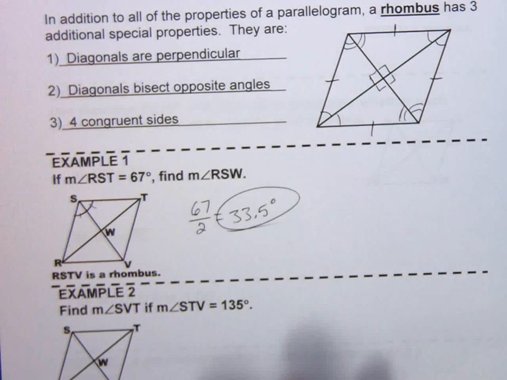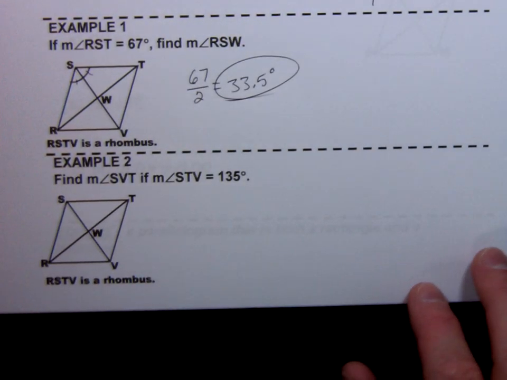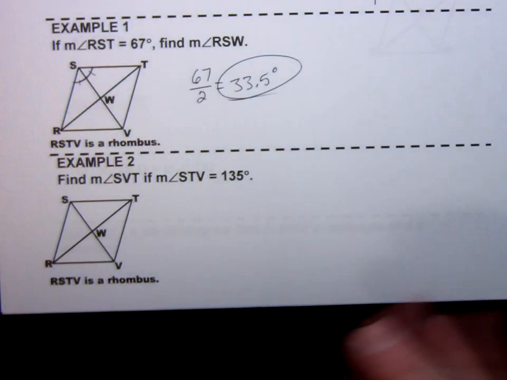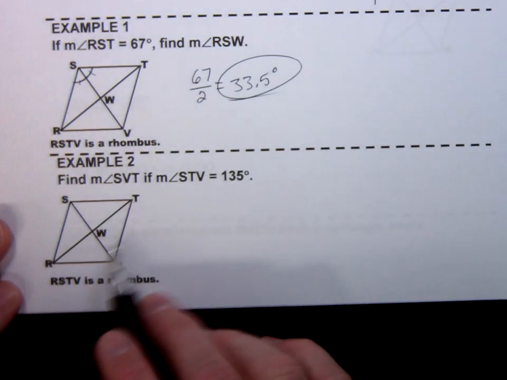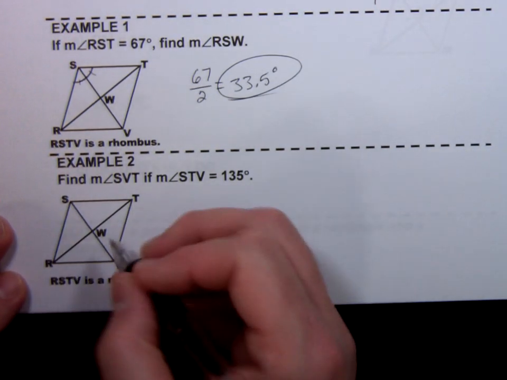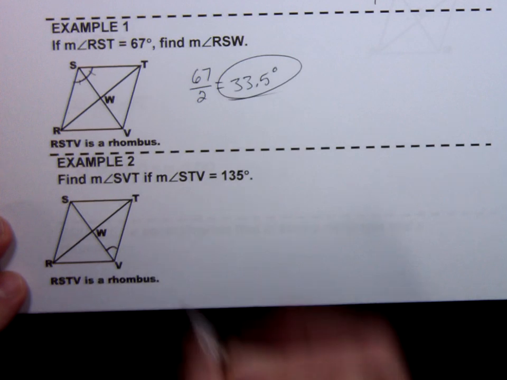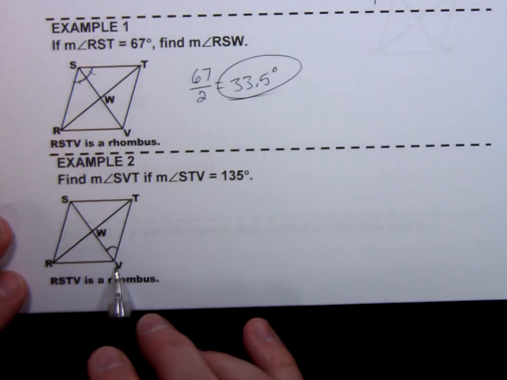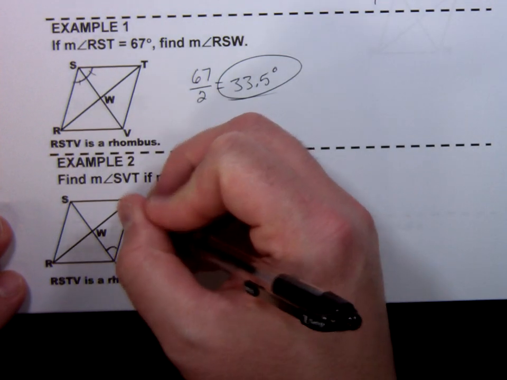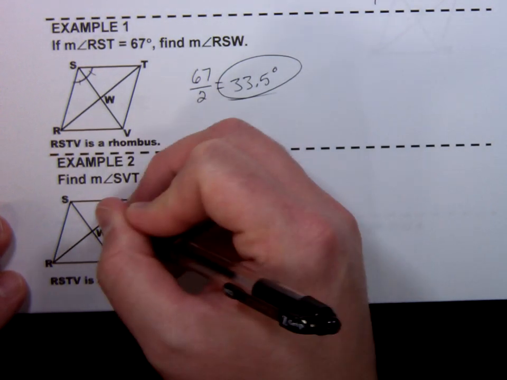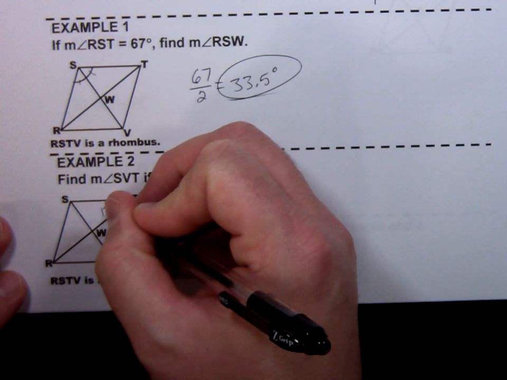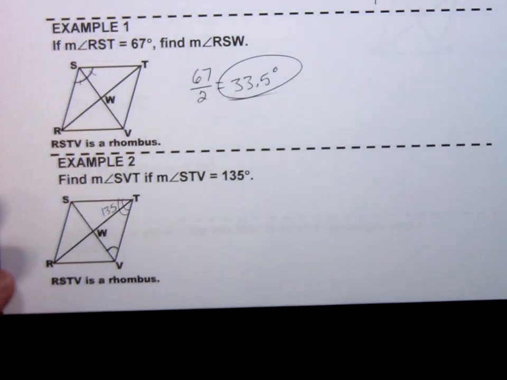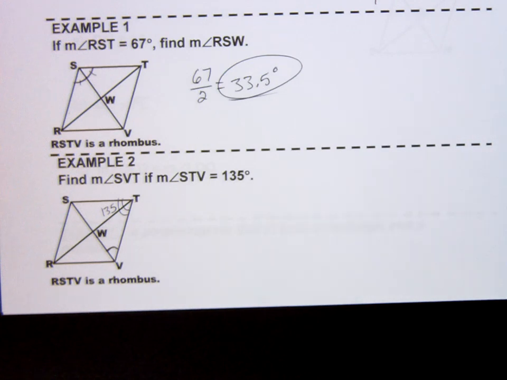Alright, let's look at example 2. Find the measure of angle SVT, this angle right here, if the measure of angle STV is 137 degrees. So this angle right here is supposed to be 135 degrees. Alright, remember, in all parallelograms, consecutive angles are supplementary.